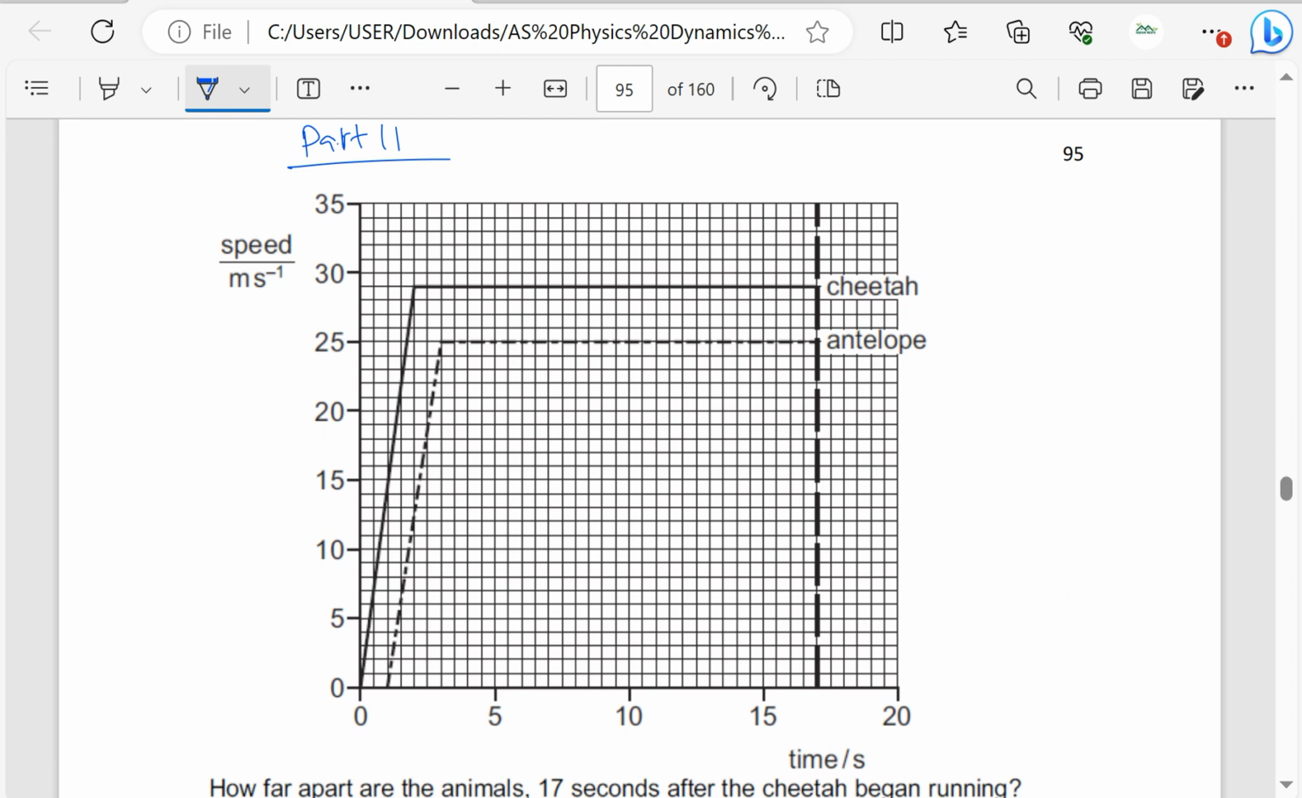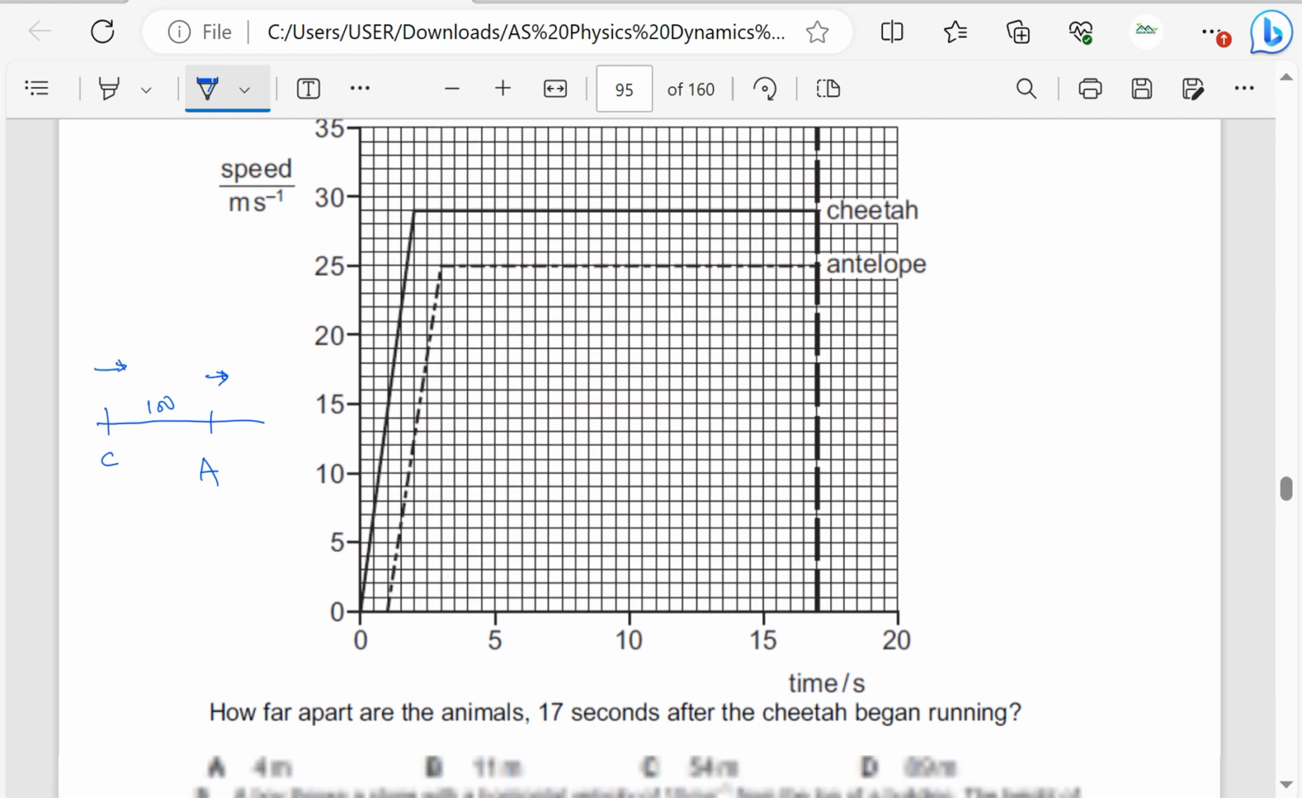Remember, the antelope was 100 meters away from the cheetah. So let's say this is the position of the cheetah, and this is the antelope 100 meters apart. They are all going to move in this direction. They first accelerate and reach a top speed. So how far apart are the animals 17 seconds after the cheetah began running?